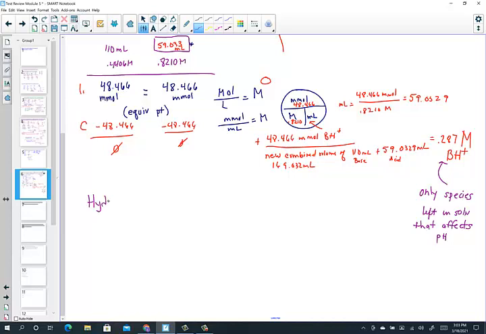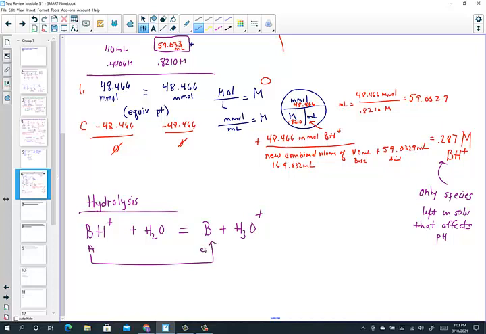We've learned that a conjugate acid will hydrolyze, which just means reacts with water. The BH positive, when reacting with water, undergoes a proton transfer. The conjugate base and hydronium form. If this is the acid, this is its conjugate base. Therefore, water is acting as the base, forming its conjugate acid. That's just Bronsted-Lowry proton transfer.